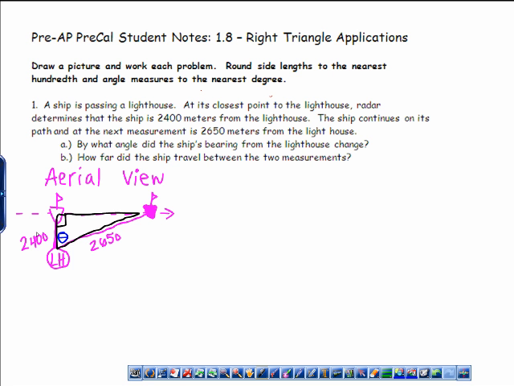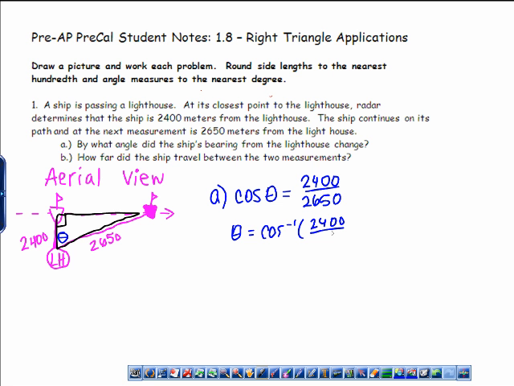If we just isolate the triangle and forget about the rest of the picture for a second, we can find that angle using what we did in the last lesson. Adjacent to this angle is 2,400, hypotenuse is 2,650, so that's going to lead us to use cosine. So cosine of theta is equal to 2,400 over 2,650. And to find our theta, we're going to take arc cosine of this ratio.